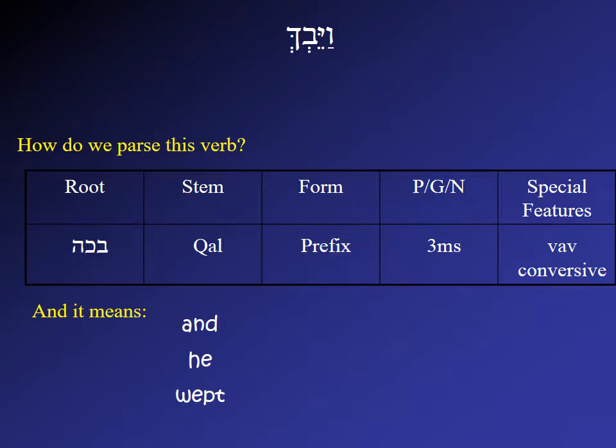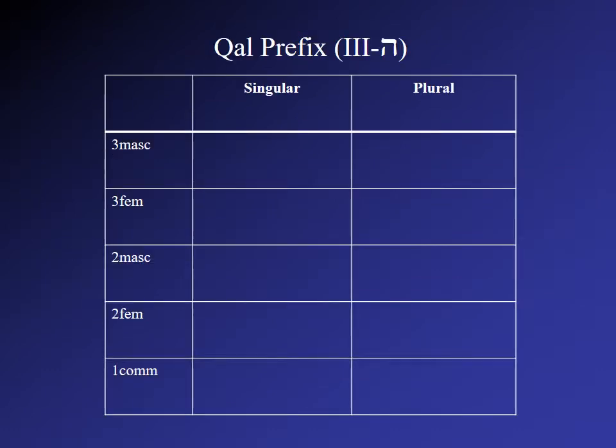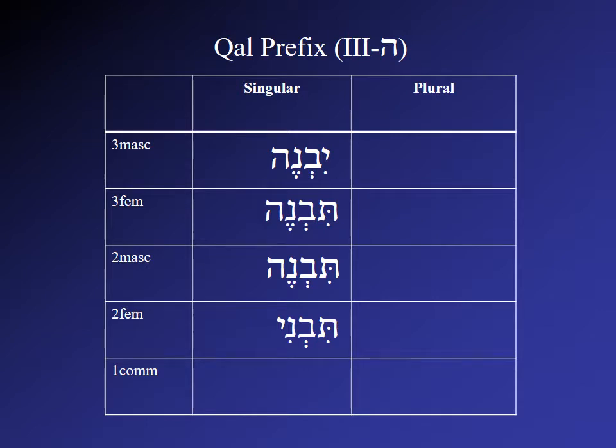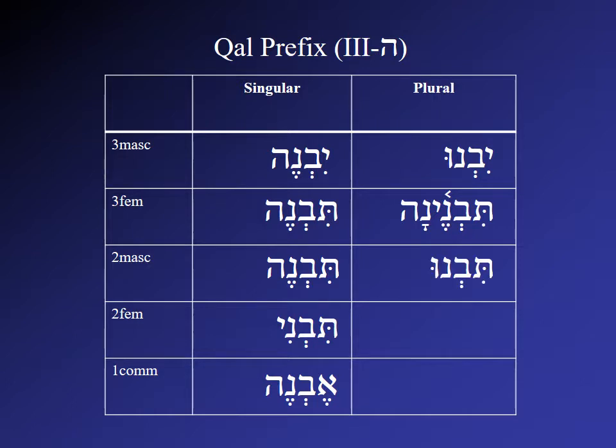Now let's take a couple of minutes to look at the kal prefix of third hays. Now for our standard root we can use the root bana, bet nun hey, which means to build. So the prefix looks like this: yivne, tivne, tivne, tivni, evne. Yivnu, tivnena, tivnu, tivnena, nivne.